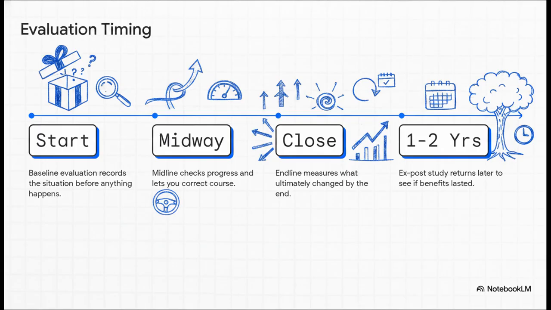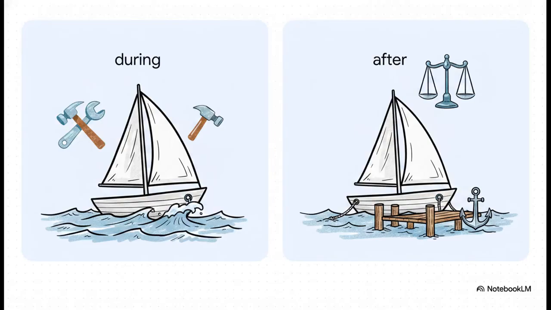And sometimes we even do an ex post study a year or 2 later just to see if the benefits actually lasted. The second way we can group evaluations is by their core purpose. A formative evaluation happens during the project to improve it as it runs. Think of it like steering a moving ship. A summative evaluation, however, happens at the very end to judge its overall worth. Basically, it's judging the final voyage.